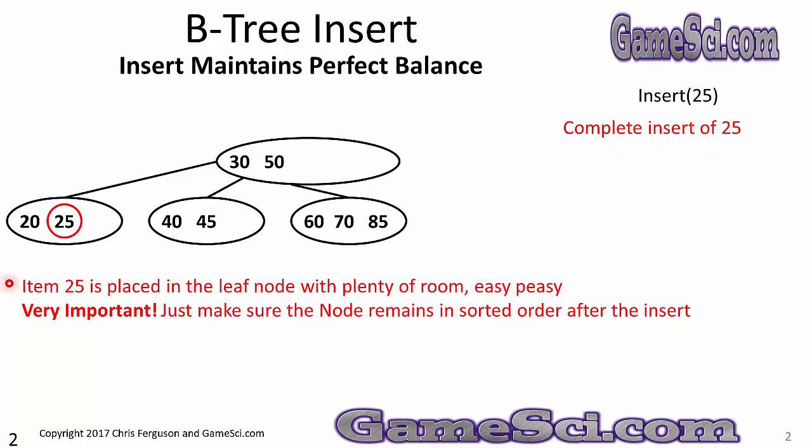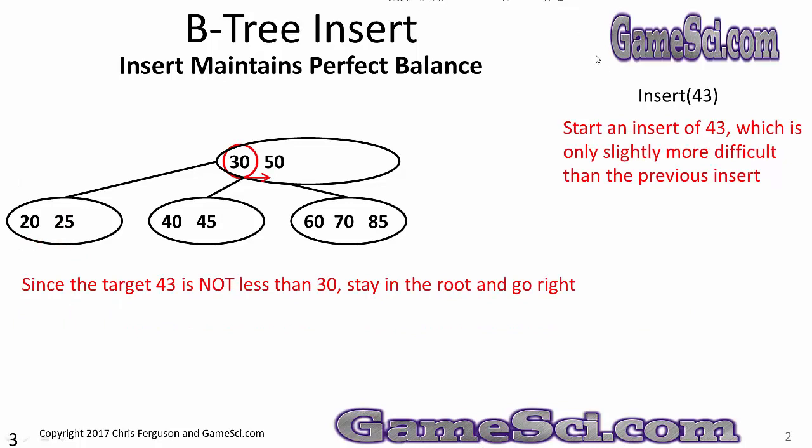Completing the insert of 25. Item or key 25 is placed into the leaf node with plenty of room. Easy peasy. All I had to do was put it at the end of this leaf node. But most important, make sure the node remains in sorted order after the insert. 20 and 25 are in sorted order. Let's do a new insert of 43.